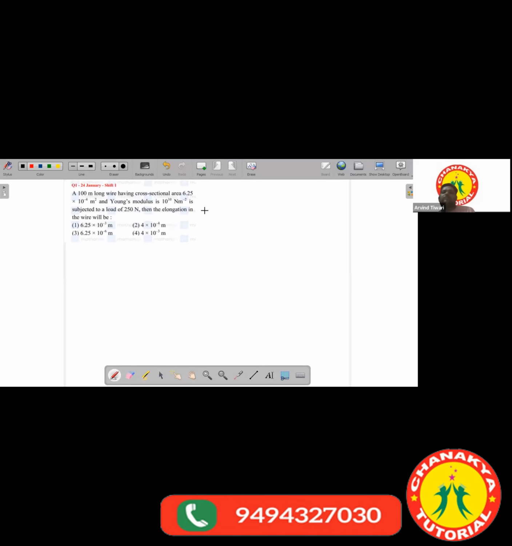It is a hundred meter long wire, so original length is given. Original length we write as 100 meter, and its cross-sectional area A is given as 6.25 multiplied by 10 to the power minus 4. Young's modulus is given as 10 to the power 10 Newton per meter square. We are given the load, so that force is given as 250 Newton. Now we'll find out the stress and the strain.